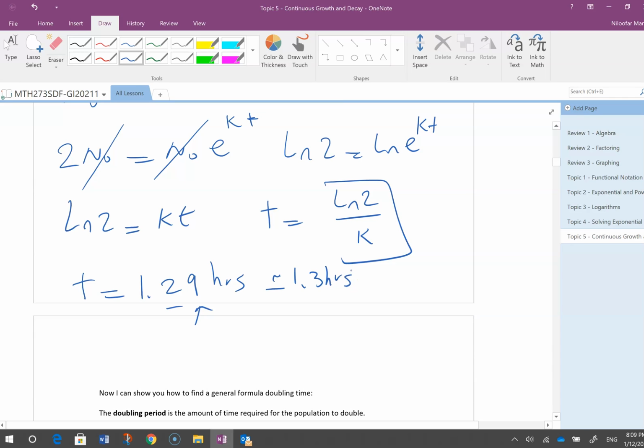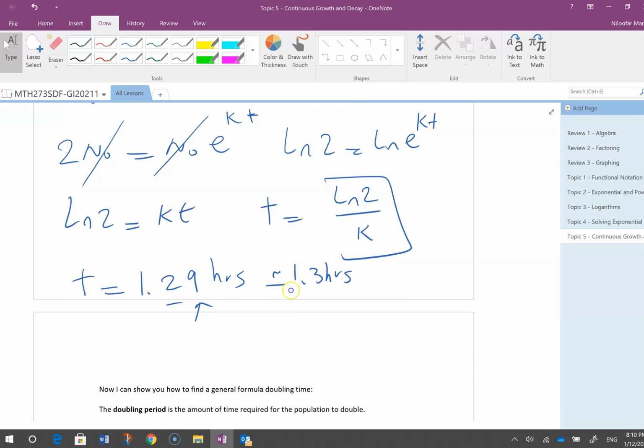Remember, this doesn't mean 1 hour and 30 minutes, because it's 0.3. 0.3 means 30% of 1 hour, 30% of 60 minutes, so almost 18 minutes. Because this is also rounded. Do you know what I mean?